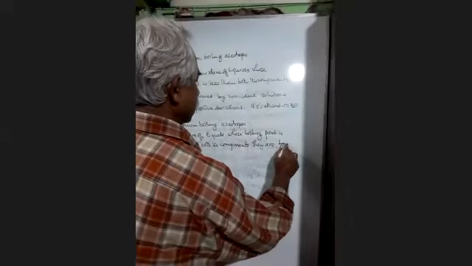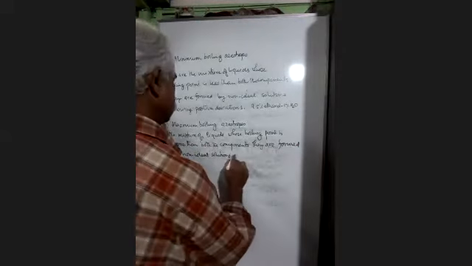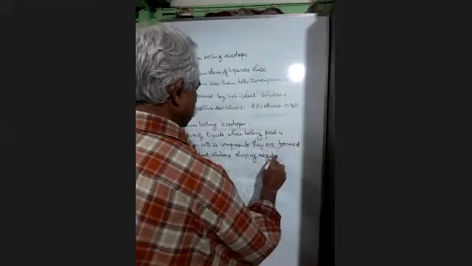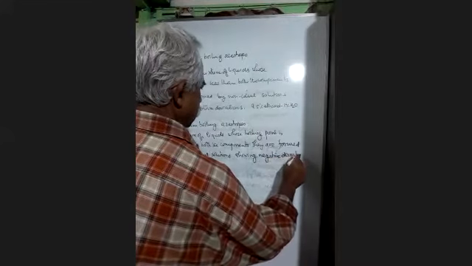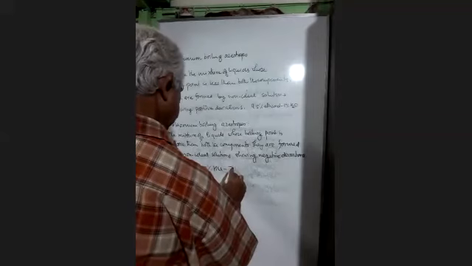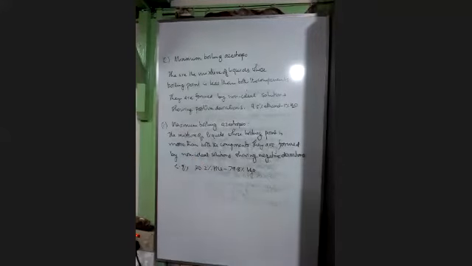They are formed by non-ideal solutions showing negative deviation. Example, 20.2% HCl and 79.8% water.